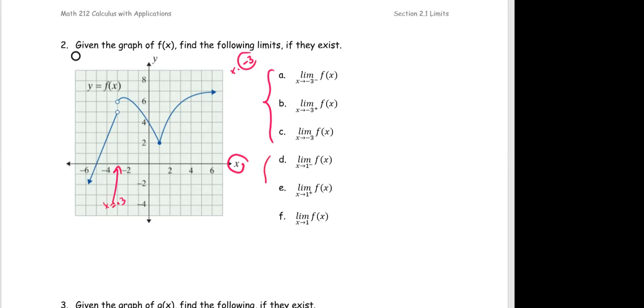And the next 3 target the number 1. So x approaches 1. Where's the number 1? 1 is over here. Do one at a time.